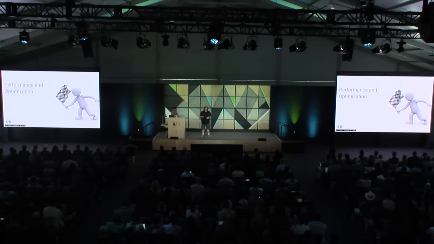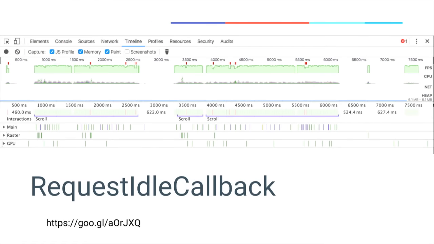Whoops. So I want to continue the performance theme. I want to talk about some other exciting features we've been building to help you build high-performance applications. The first one of these is called request idle callback. Now, many sites, and I'm sure a lot of your sites, have tons of script to execute. Not all of this script is associated with getting stuff on the screen for the user.